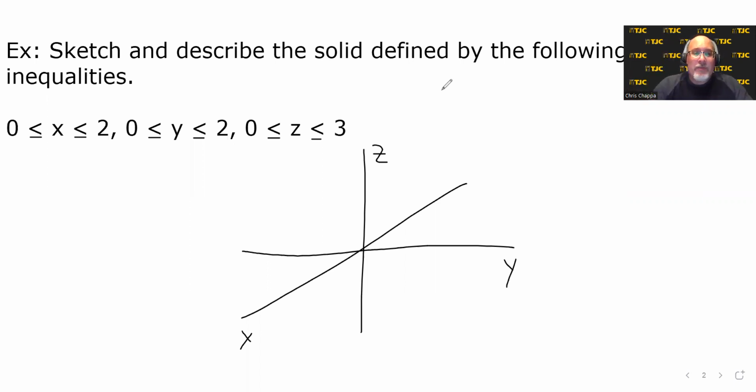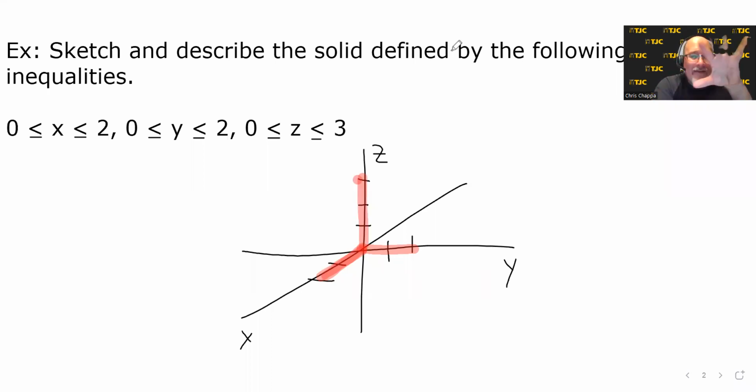So what does it mean for x to be between 0 and 2? Well, that means x can only go between here and here. So let's draw a little segment here. So my x has to stay between there and there. What does it mean for y to be between 0 and 2? Well, the exact same thing except in the y direction. So my y can only be between 0 and here. And what does it mean for z to be between 0 and 3? Well, same thing except in the z direction. Z has to be between 0 and 3.